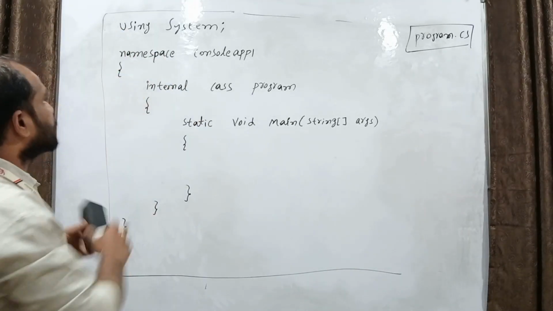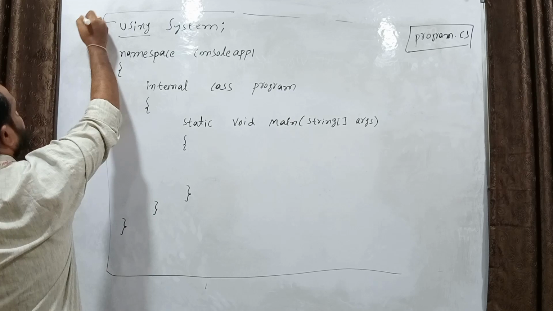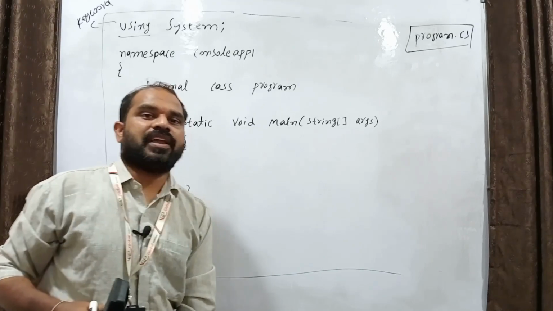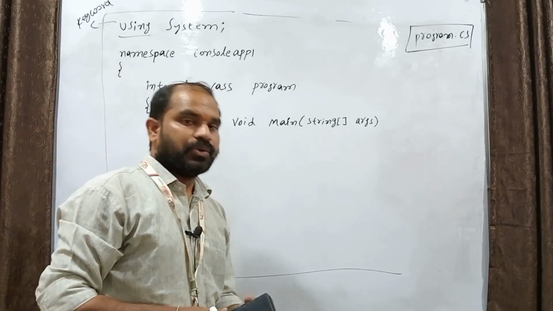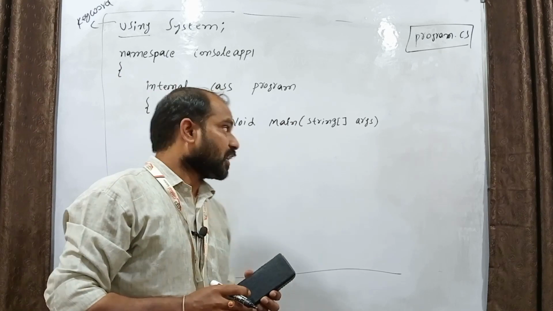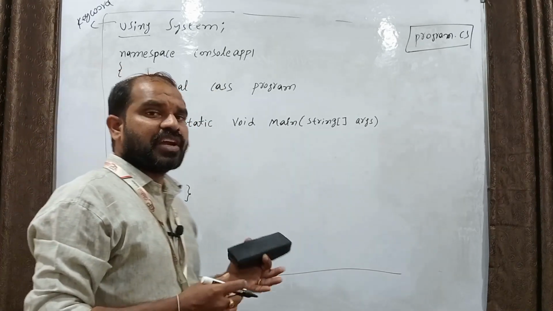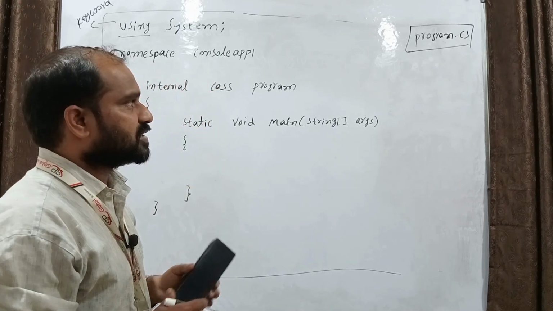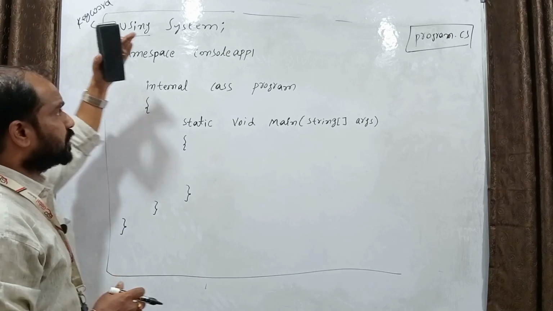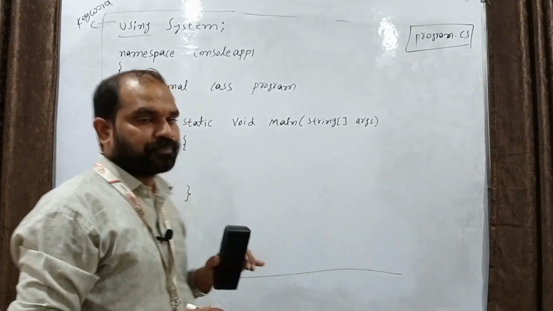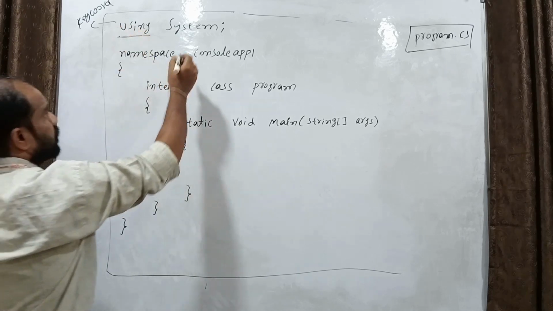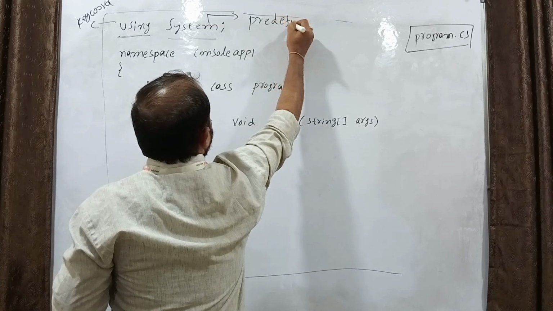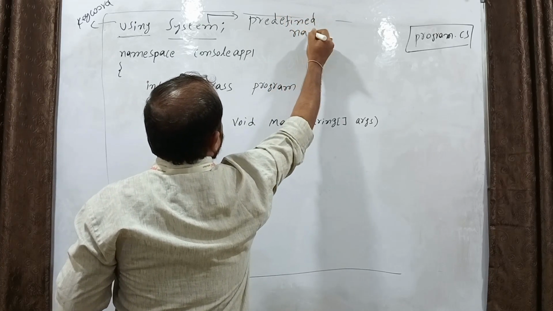Using is a keyword. Every programming language will have some set of keywords which are meant to do a specific task in your program. If you consider C, C++, Java, Python, whatever the programming language, keywords are there. We are going to use keywords to perform specific tasks in our program. So using is a keyword. Then what is System? System is an already predefined namespace.